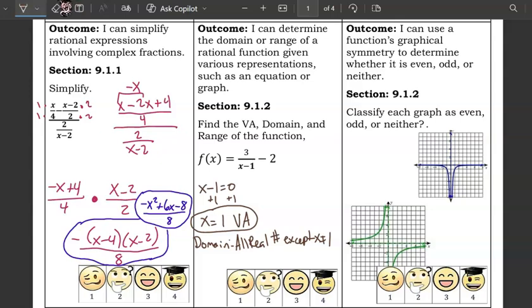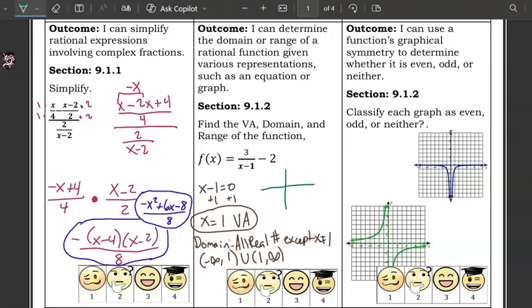Interval notation would look like this: negative infinity, comma 1, union 1 to infinity. If we were to sketch a graph of this, we'd have a vertical asymptote at x equals 1, and we'd have a horizontal asymptote at y equals negative 2. And the graphs would be going like this.